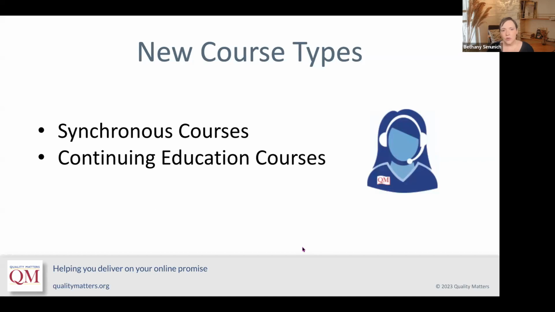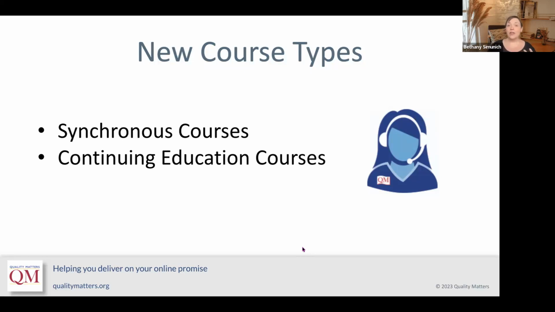Synchronous courses have also brought about some changes for hybrid courses. In the past, what QM had done for hybrid course reviews is that peer reviewers were tasked with looking at the online portion of that hybrid course. They were not, of course, available to go to the face-to-face on-campus portion of a hybrid course, so they were relegated to looking at that asynchronous online portion.